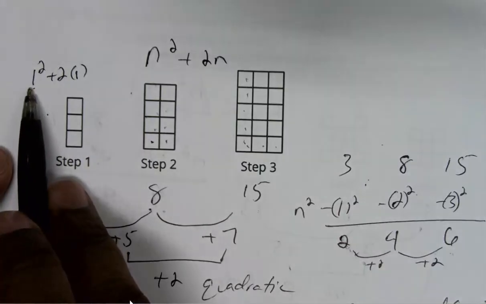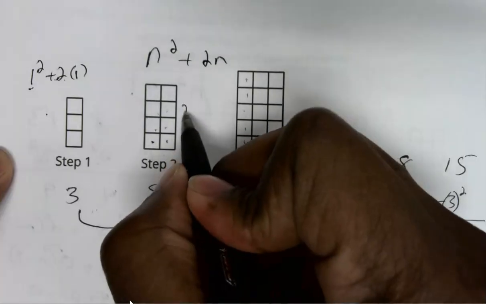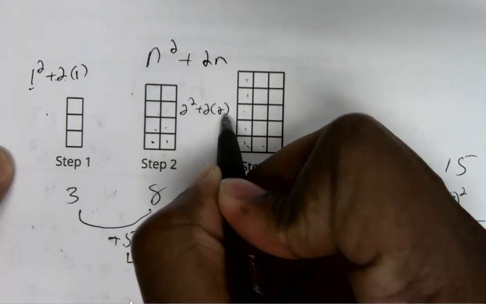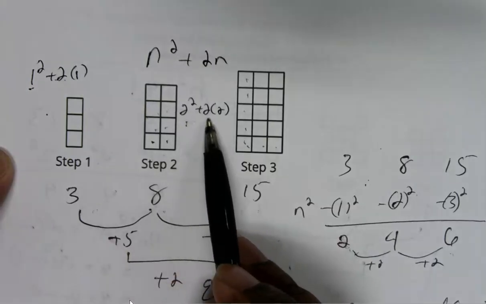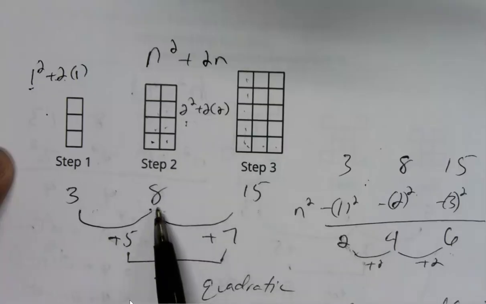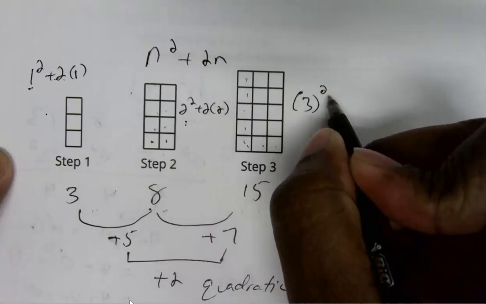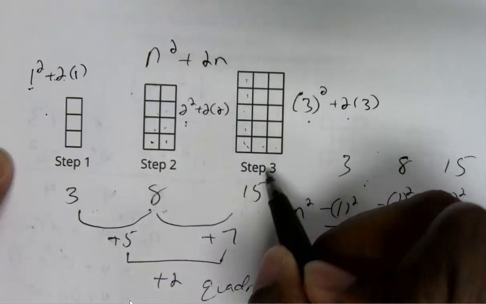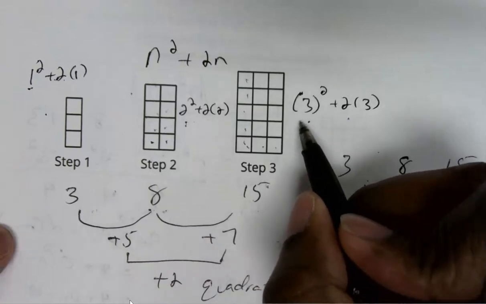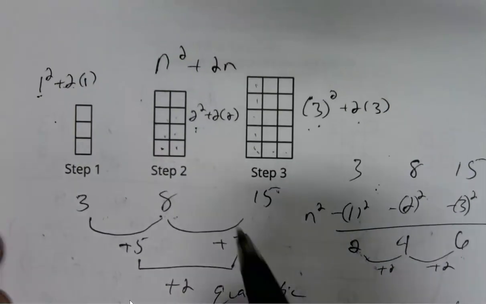1 to the second power is 1, plus 2 times 1, that is 3. 2 to the second power plus 2 times 2. 2 to the second power is 4, and 2 times 2 is 4. You add them together, that does give you 8. And then stage 3 is 3 to the second power plus 2 times 3. That's 9 plus 6. That does give you 15. So it's the stage number squared plus twice that stage number. And that's the formula for this sequence.